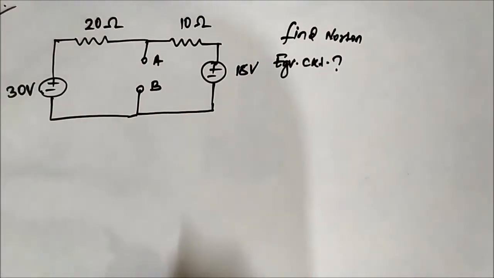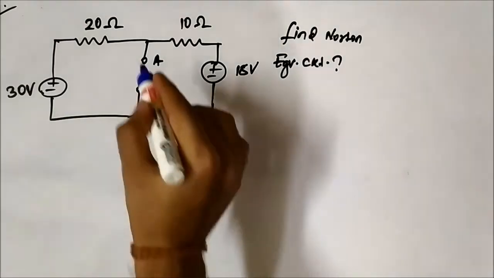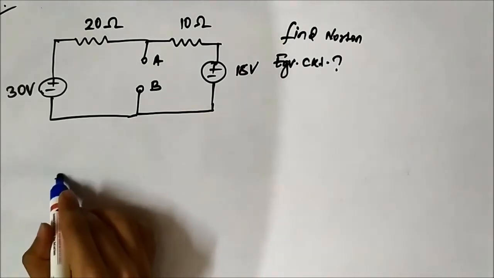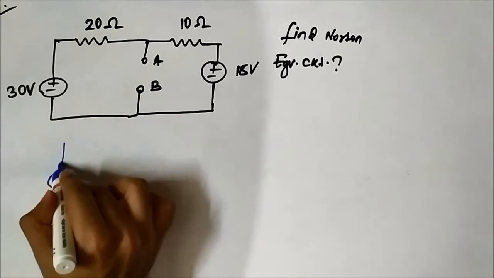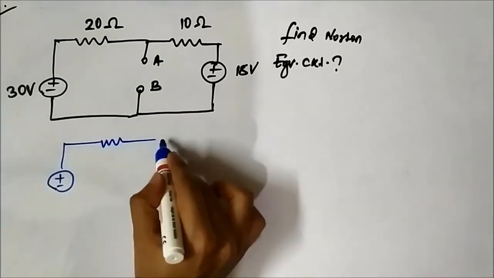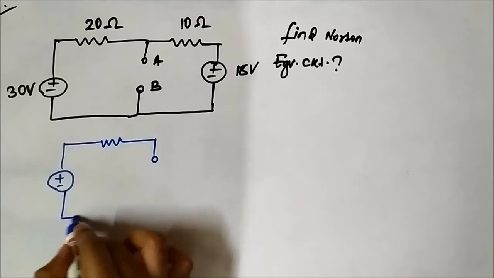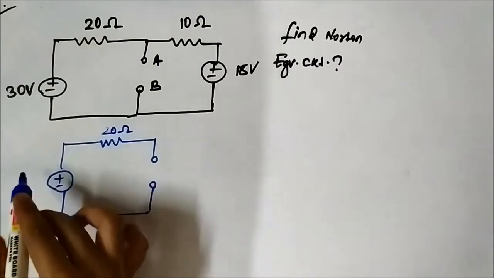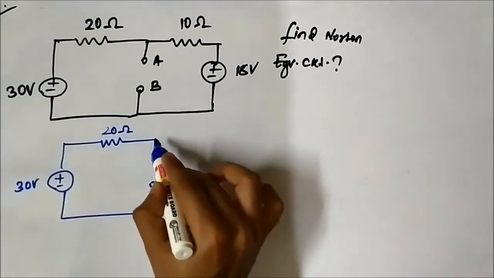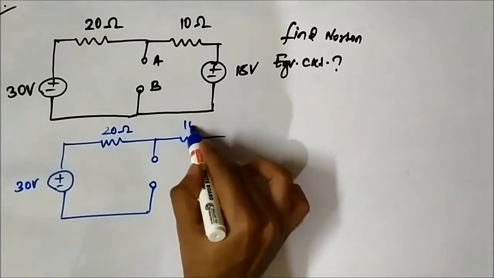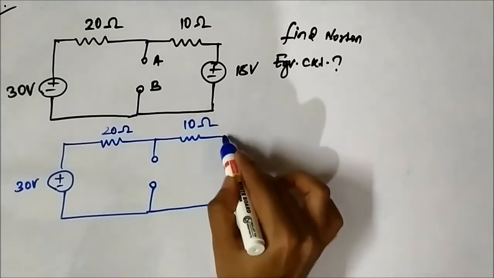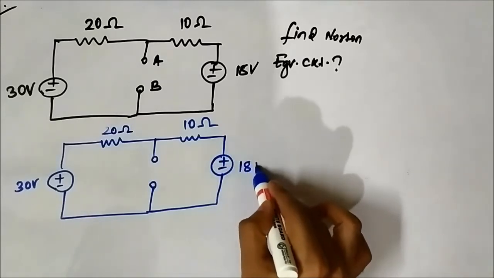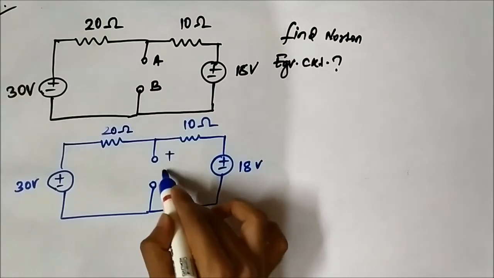First, for the Thevenin method we have to find VTH, the open circuit voltage across terminals A and B. So we have this, this is 20 ohm, this is 30 volt, this is 10 ohm, and this is 18 volt. This is VTH.